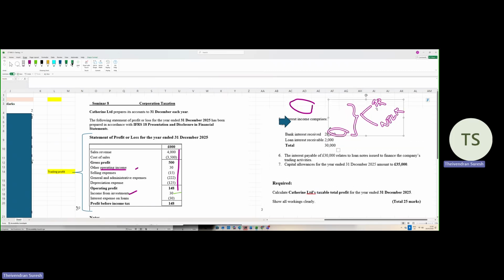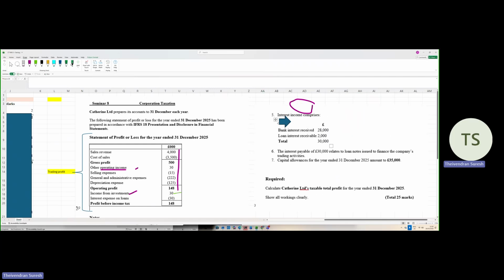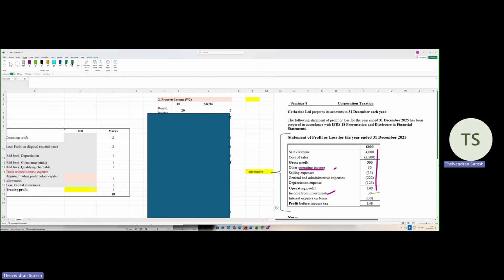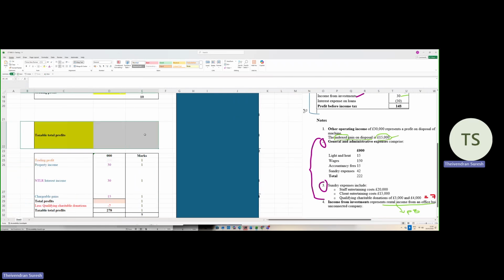So I need to record this 30,000 as a non-trade loan relationship. I'm receiving it, so it has to be a positive number. So I have recorded, you see here now, out of the taxable total profit, how quickly and easily we are scoring the marks. So property income 30, non-trade loan relationship interest income 30, chargeable gain is also 30, QCD is also well recorded.